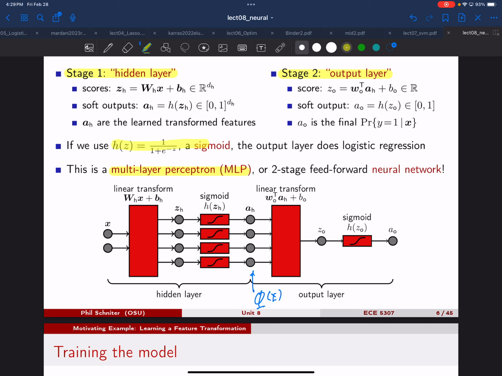And because we're using sigmoids for these nonlinearities here, there's a direct connection to logistic regression, and we can in fact think of this as just doing logistic regression, linear classification on these outputs here. So you can think of the first stage of this neural network as learning and providing the features, transform features, and the second stage, just simply doing linear classification on those features. This is also known as a 2-stage feed-forward neural network. Okay, what questions do you guys have on this?